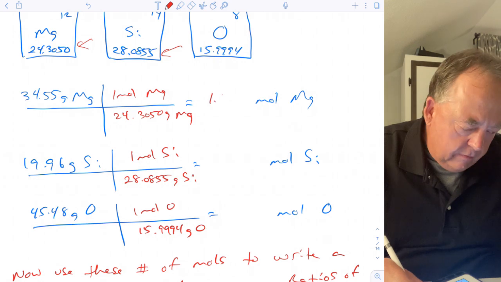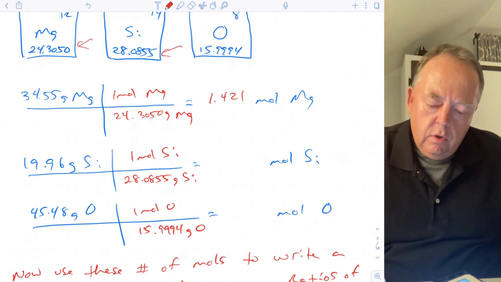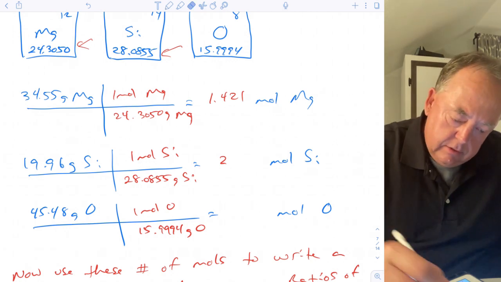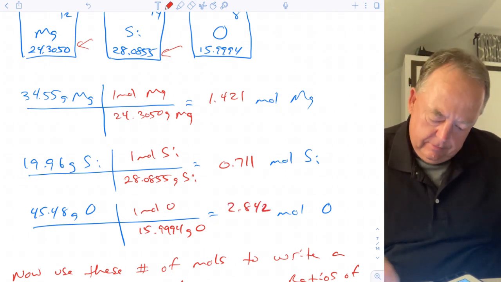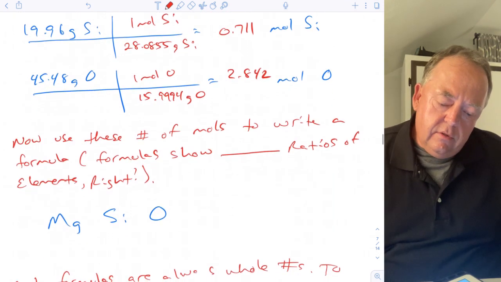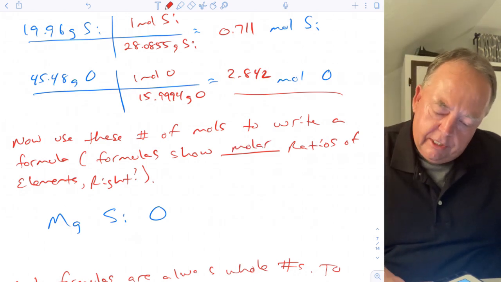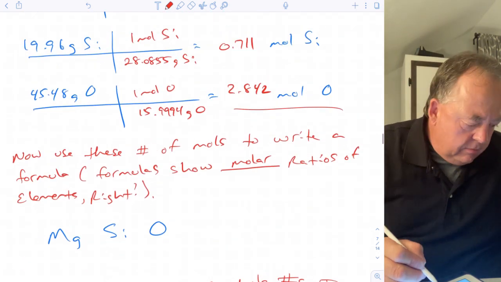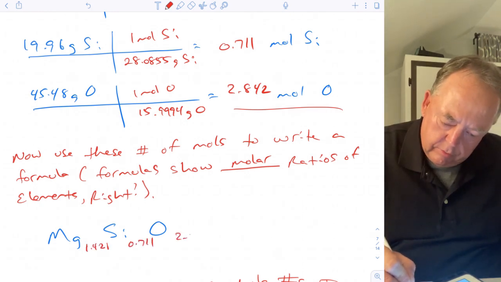So this would be 1.421 moles of magnesium. In that 100 grams, there would be 1.421 moles of magnesium, and there would be 0.711 moles of silicon and 2.842 moles of oxygen. Now we're going to use those numbers we just calculated to write a formula, because formulas show molar ratios and we just determined the molar ratio, right? So magnesium 1.421, silicon 0.711, oxygen 2.842.